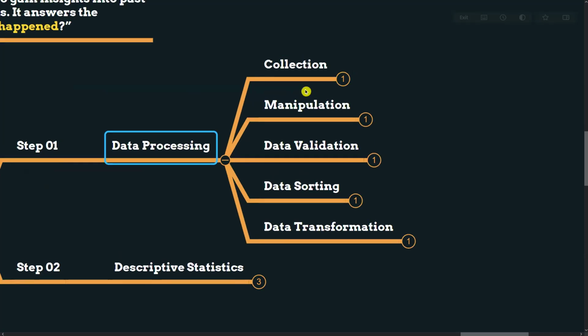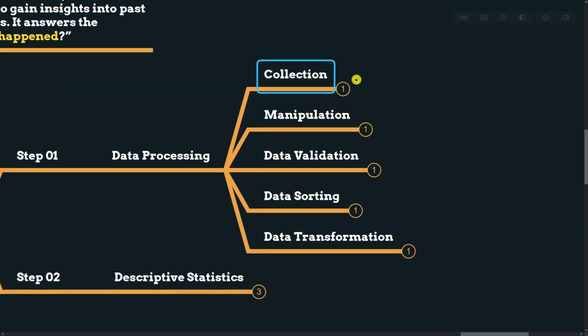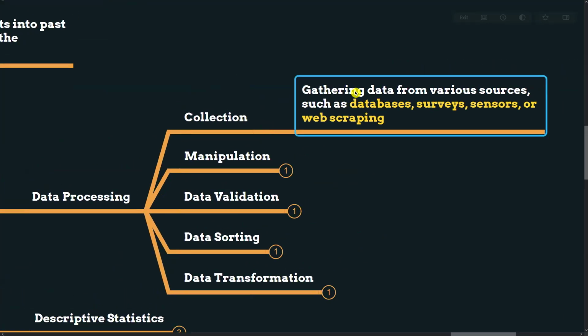So data processing means we have to collect the data, manipulate the data, validate the data, sort the data, and transform the data. After that, we will have the statistics. Simply, I'm explaining collection, right? In data processing collection, we are gathering the data from various sources such as databases, surveys, sensors, or web scraping, right?